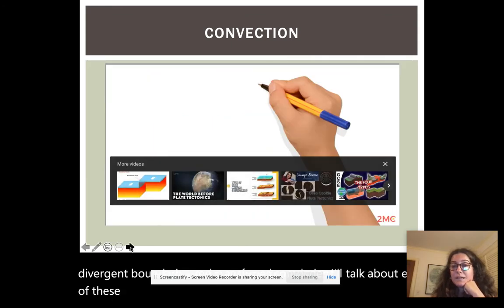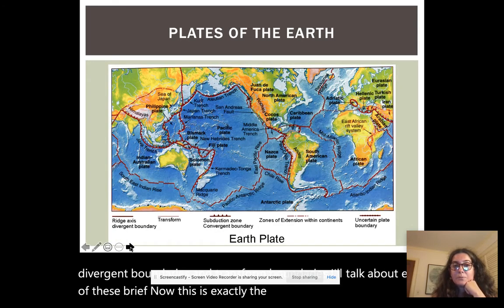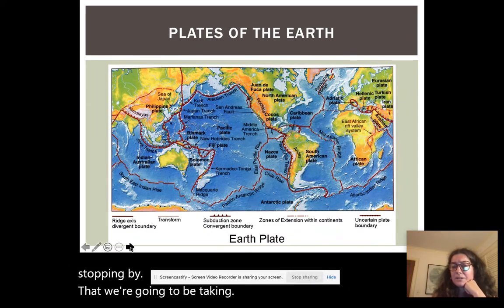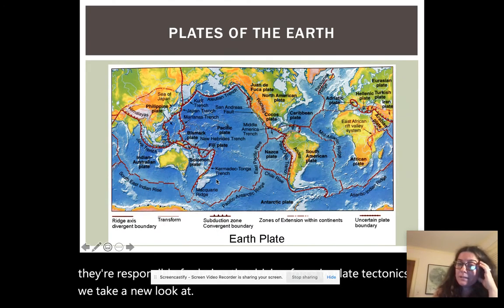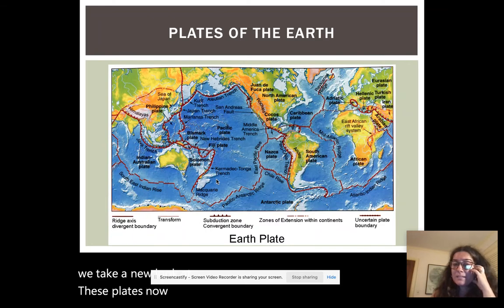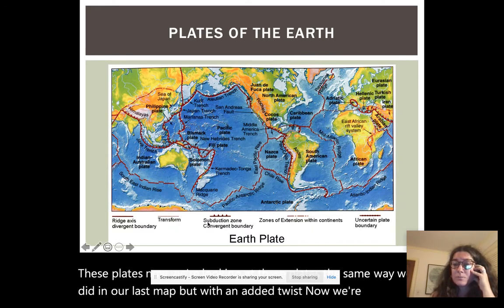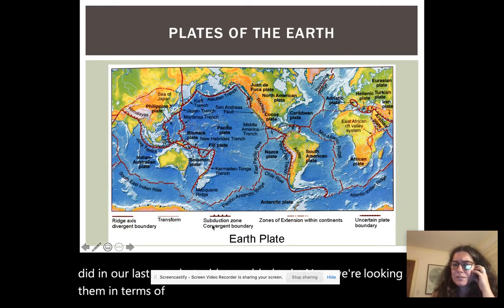Now, this is exactly the next step that we're going to be taking. Now that we've learned about the convection cells and how they're responsible for being the driving force in plate tectonics, we take a new look at these plates. Now, we're looking at these plates the same way we did in our last map, but with an added twist. Now we're looking at them in terms of their plate boundaries.